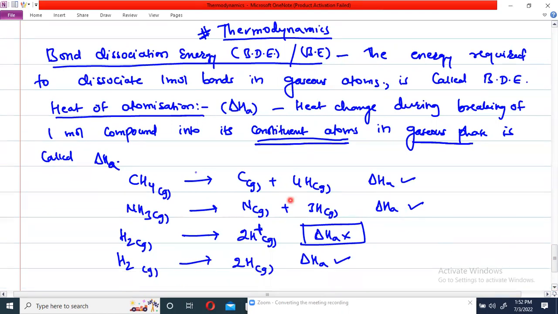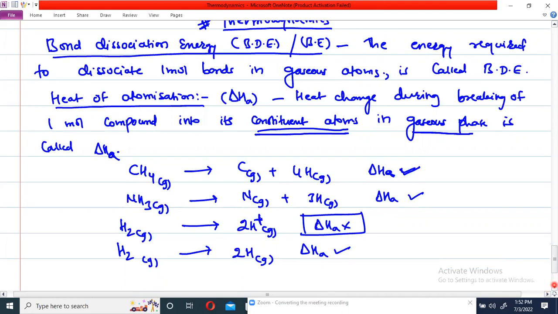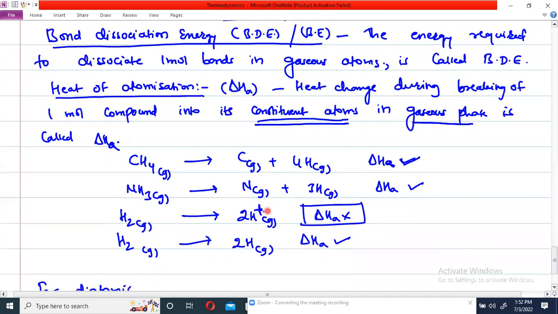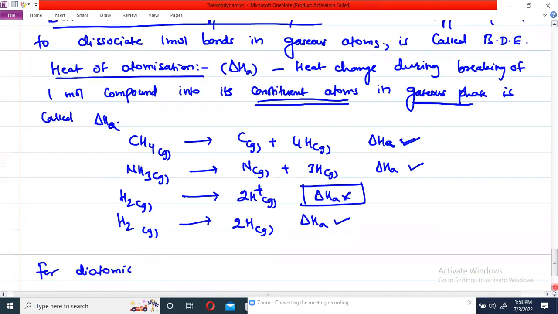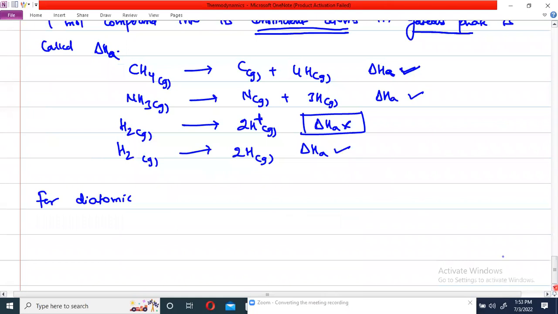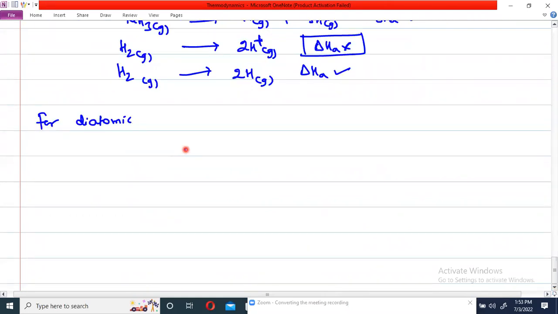I have given the example methane, right? It is one mole of the compound and it will be converted into its constituent atoms, carbon gas, hydrogen gas. So we can get a delta HA for this one. Ammonia, constituent atoms, hydrogen atoms in the form of gas. Hydrogen gas, when it is ionized, cannot be given here as a heat of atomization. But hydrogen in the form of gas, given as two atoms of hydrogen gas, we can calculate the heat of atomization.